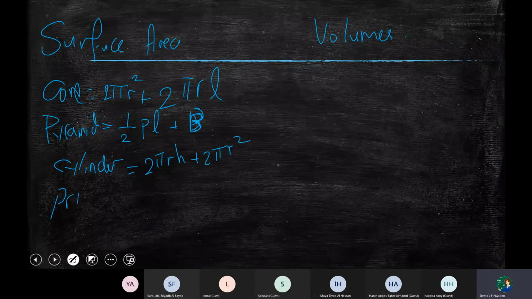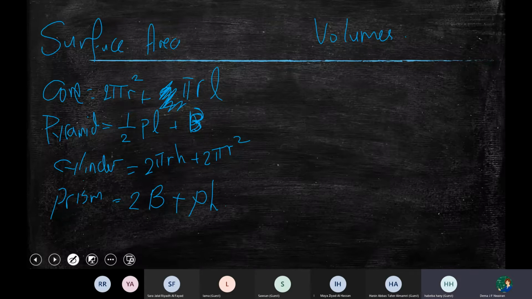Also the prism. Oh wait, teacher, in the cone, isn't it just pi r l? It's not 2 pi r l, right? Yeah, it's just pi r l. And the last one, the prism. It is 2 multiplied by the base plus the perimeter multiplied by the height. Yeah, because we have two bases plus the perimeter, let's say it as p times h.